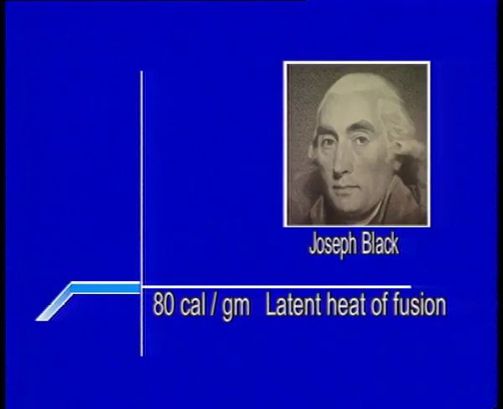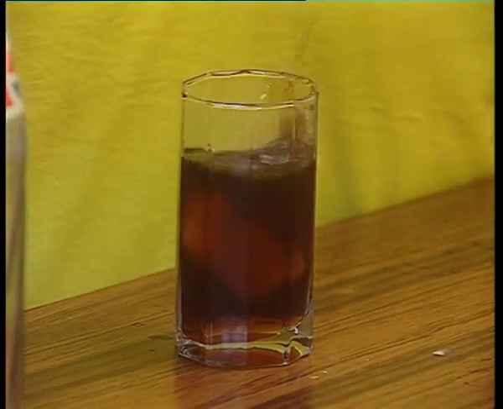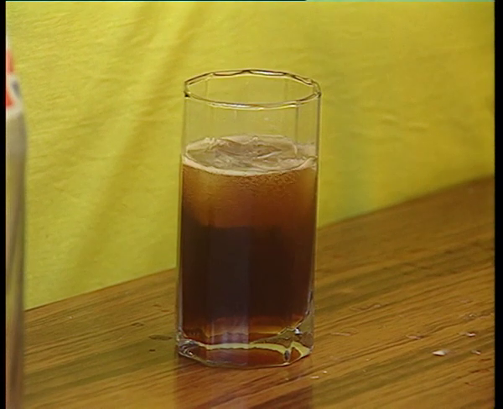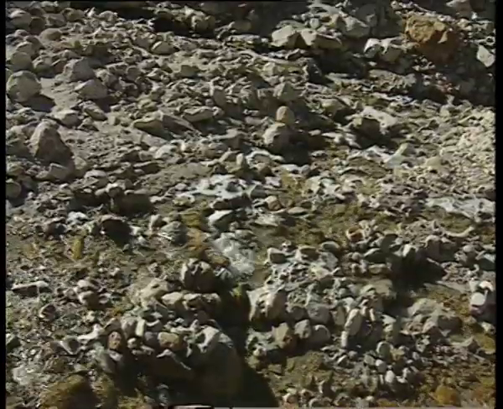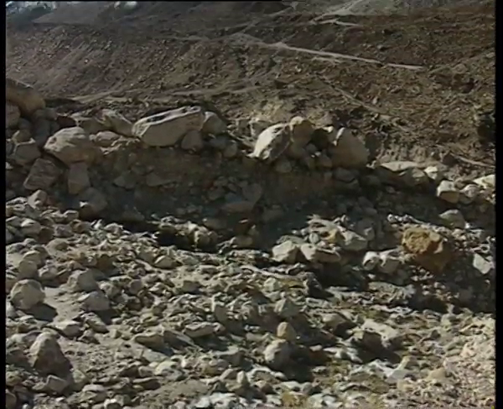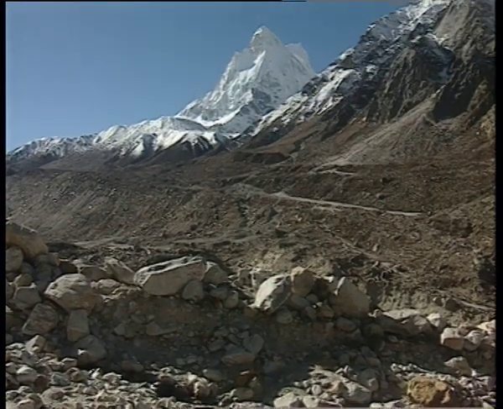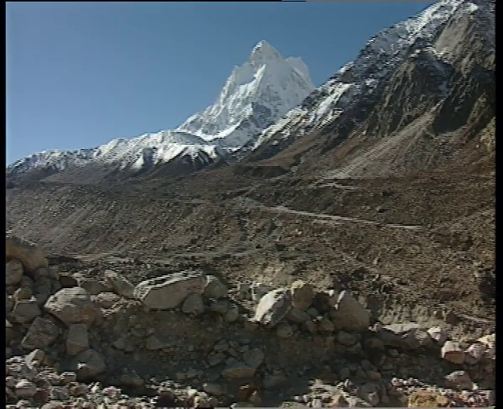Ice at 0 degrees Celsius takes in a surprisingly large amount of heat, 80 calories per gram, to become water at 0 degrees Celsius. This heat was given the name latent heat of fusion by Joseph Black. And that's exactly why ice cubes are preferred to cool a soft drink, and also why snow on mountain tops lingers so long, even after the air temperature has risen well above the freezing point.